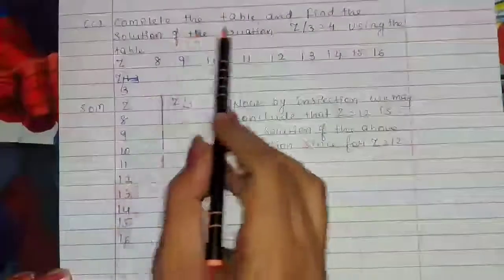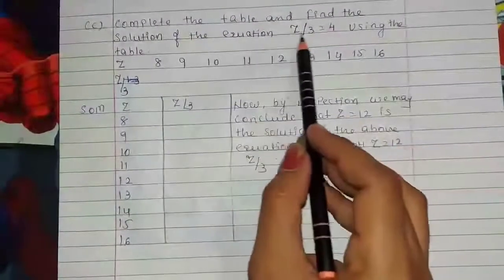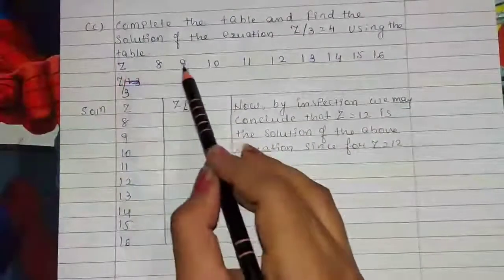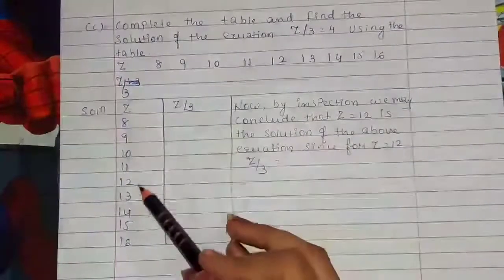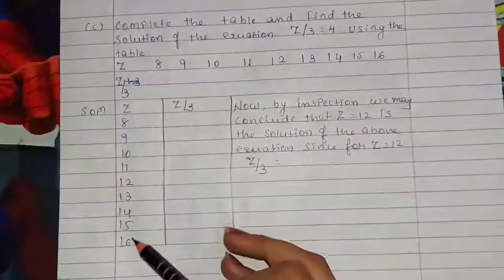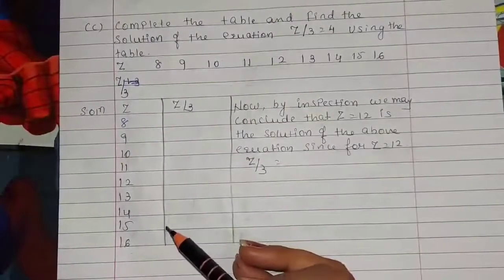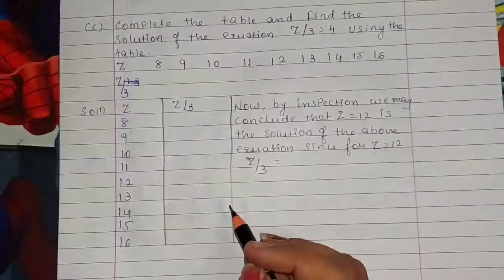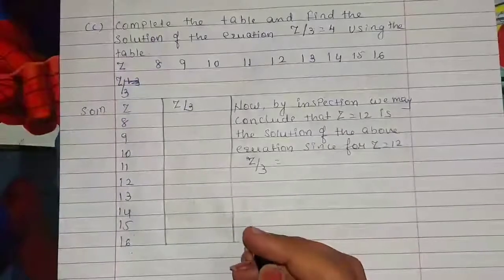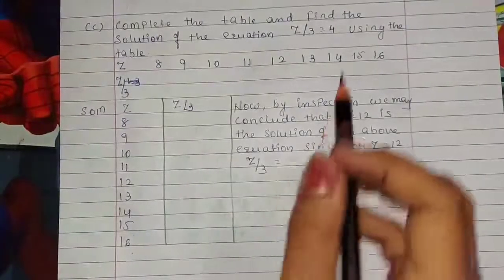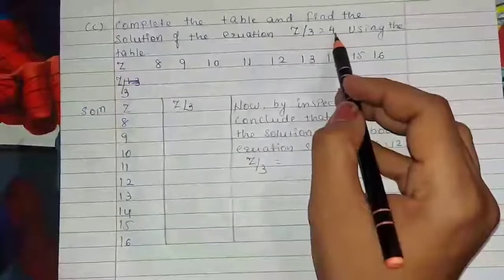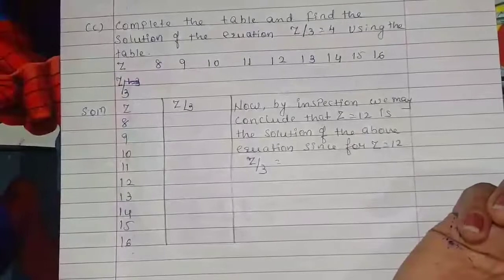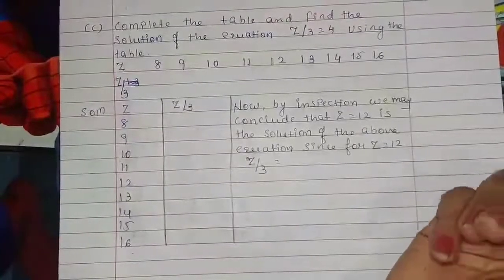Question number C. Complete the table and find the solution of the equation z upon 3 equals 4 using the table. Here different values of z are given, which we have written in column form: z is 8, 9, 10, 11, 12, 13, 14, 15 and 16. We have to find different values of z upon 3. Students, we have to take care: when we do z upon 3, we should get 4. Let us find the solution of the equation by the inspection method.